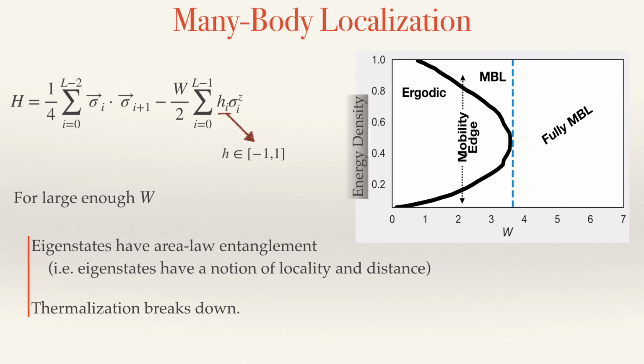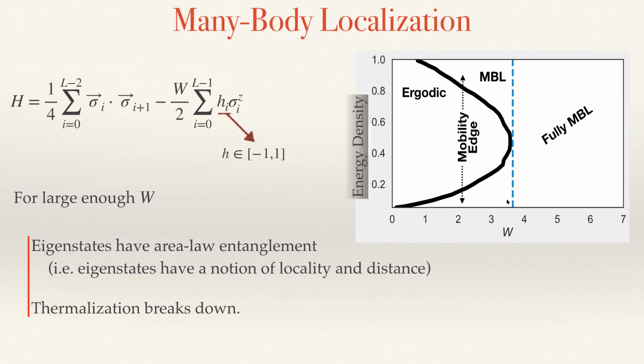And then as we tune down W, we end up going into the ergodic phase here. Actually, things are a little bit more subtle. The phase diagram here consists of both the disorder and the energy density. The energy density is the moral equivalent of temperature, but temperature makes no sense because thermalization has broken down, at least in the many-body localized phase. So instead of temperature, we say, that's 50% up in the spectrum. And so over here, we have a mobility edge. If you're very high in the spectrum, you're still in MBL. If you're in the middle of the spectrum, you're ergodic.